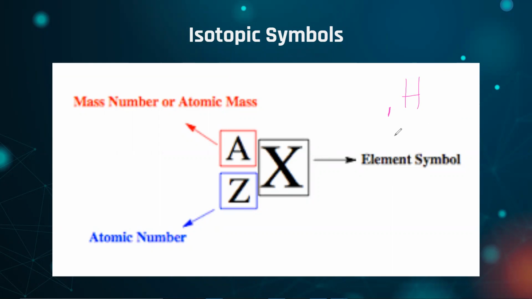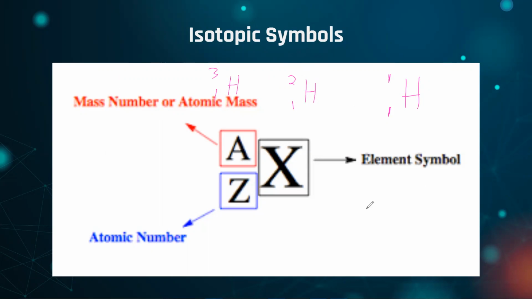But hydrogen has a couple of isotopes. Hydrogen could either have no neutrons whatsoever and have a mass number of 1. Or we could have a hydrogen with a mass number of 2, which has 1 proton and 1 neutron in its nucleus. Or we could have hydrogen with a mass number of 3, 2 neutrons, 1 proton. So if you ever see something like this, that's what it means. We're telling you on top the mass number, and on bottom, we're telling you the atomic number.